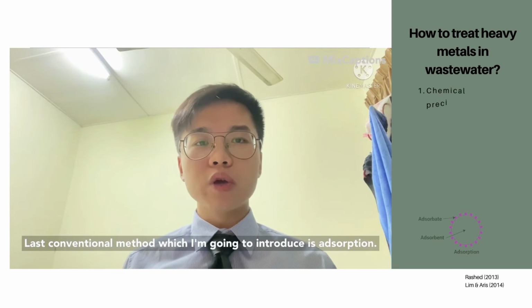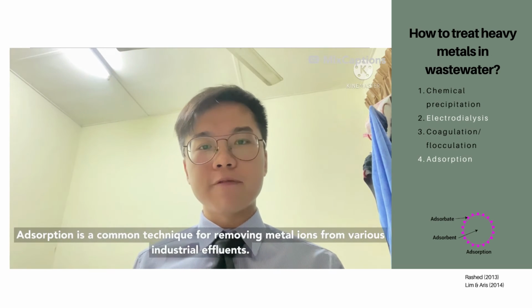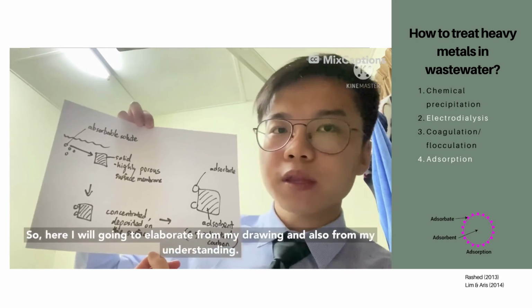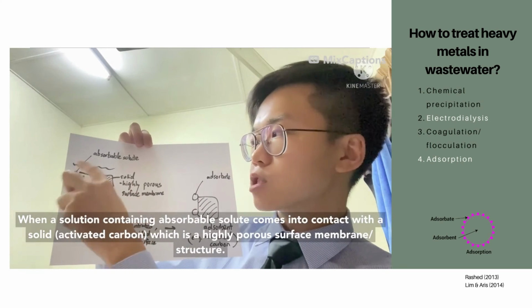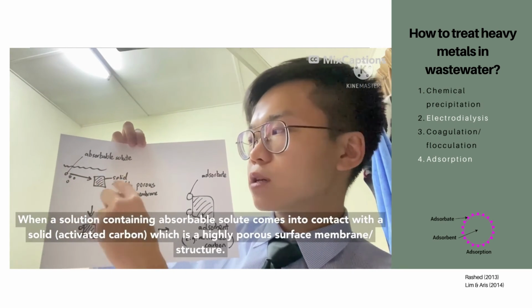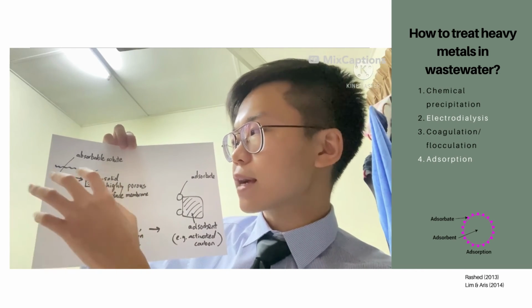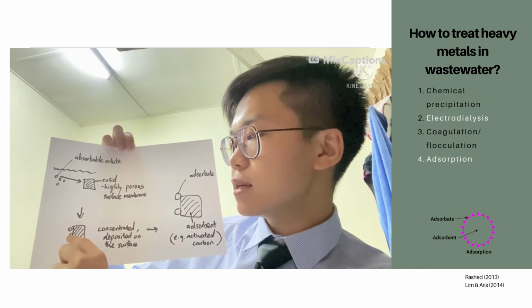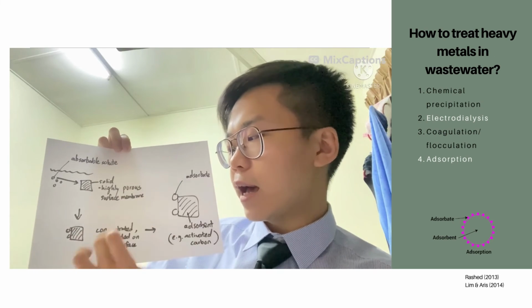The last conventional method which I'm going to introduce is known as adsorption. Adsorption is a common technique for removing metal ions from industrial effluent. Here I will elaborate from my drawing and my understanding. When a solution containing adsorbable solute comes into contact with a solid which has a highly porous surface, the solute will adsorb at the surface of the solid and become concentrated, deposited at the surface.